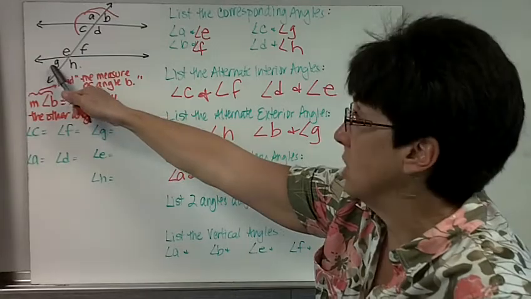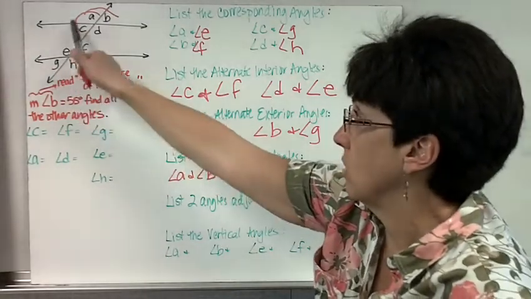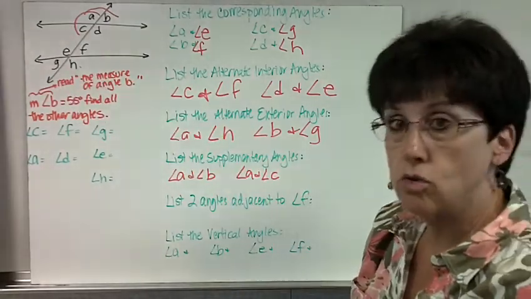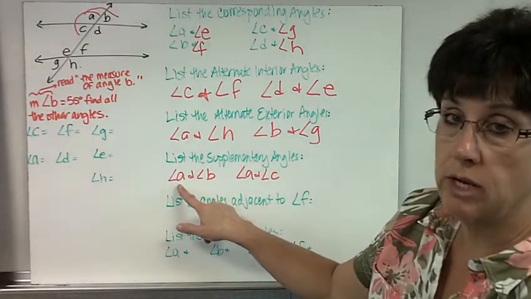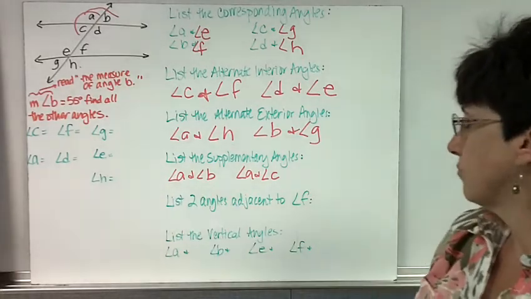We could say D is with C and B, because that makes straight lines going that way. We could say G is with E and H, because this is a straight line going this way and a straight line going that way. For every angle I tell you, you could tell me two angles you could add with it to get 180 degrees.